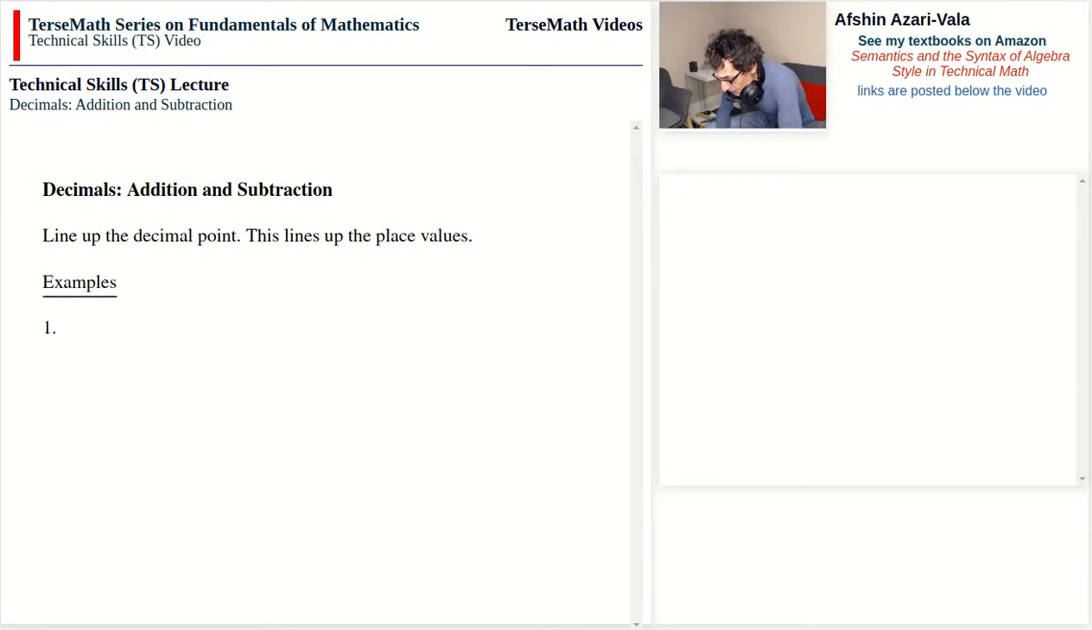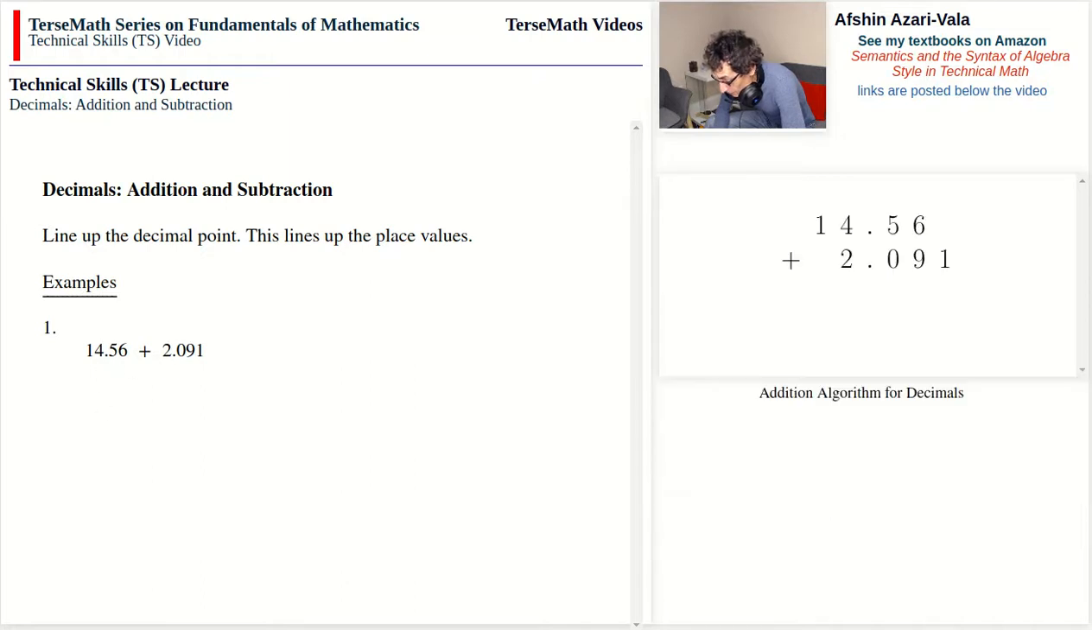Let's look at some examples. Problem number 1. We want to add 14.56 and 2.091. Now I'm going to line them up over here, and to line them up, I will make sure to line up the place values properly. All I have to do is line up the decimal points. And here's the picture that we have: 14.56 on top and 2.091 down here with the decimal point lined up.